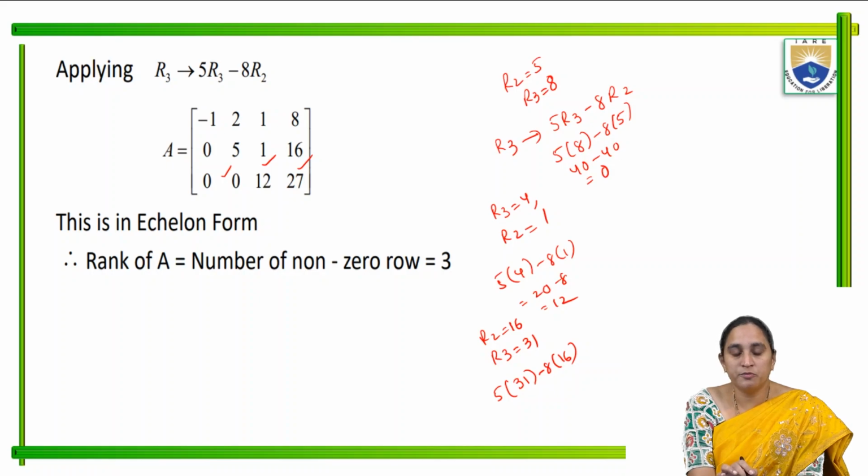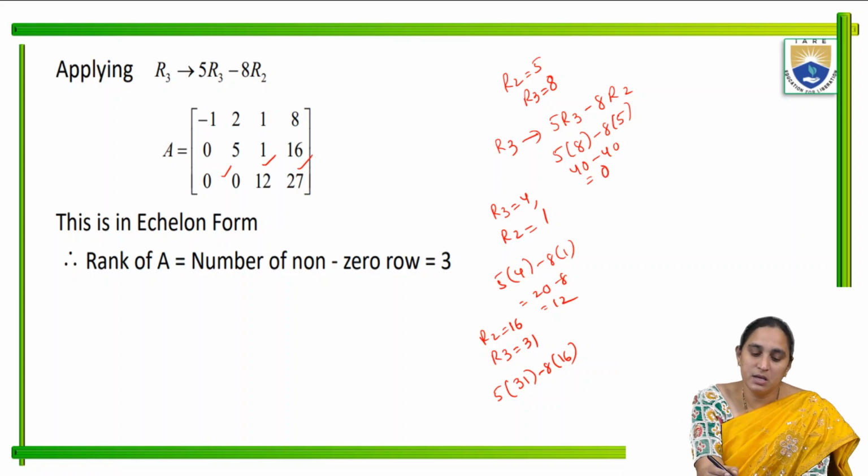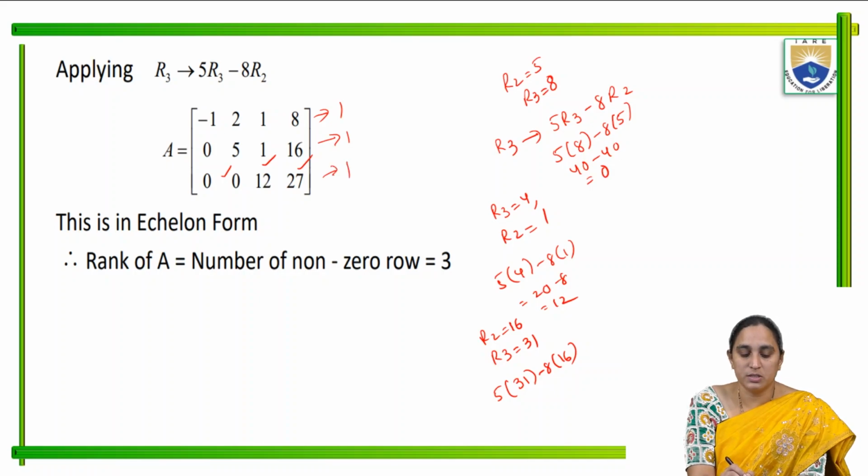This is an echelon form. Here, number of non-zero rows, how many? This is one non-zero row, this is one non-zero row, and this is one non-zero row.